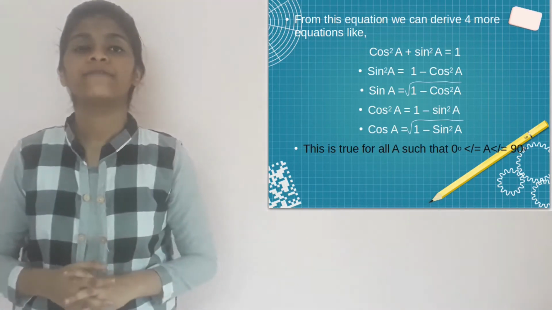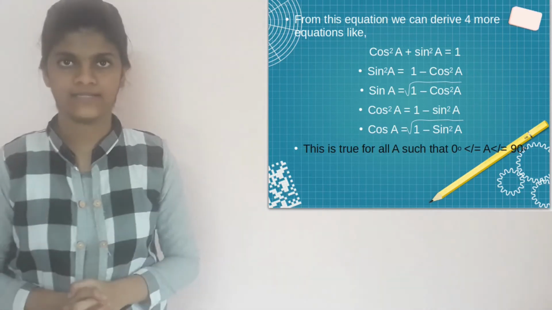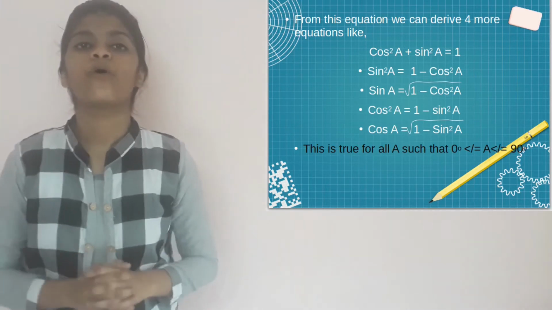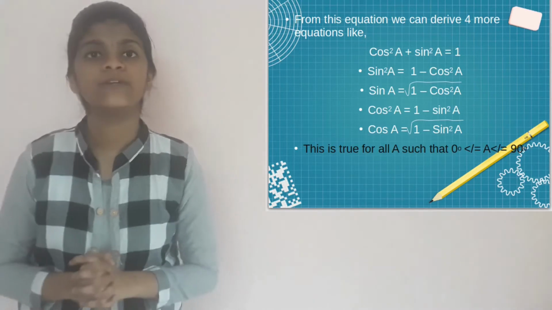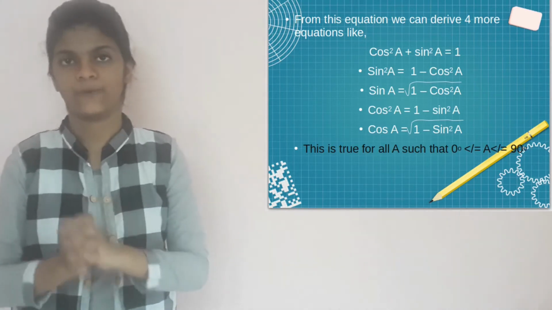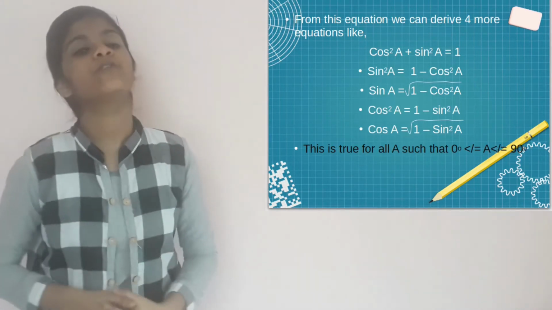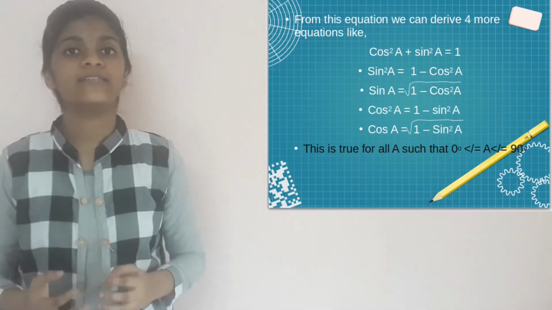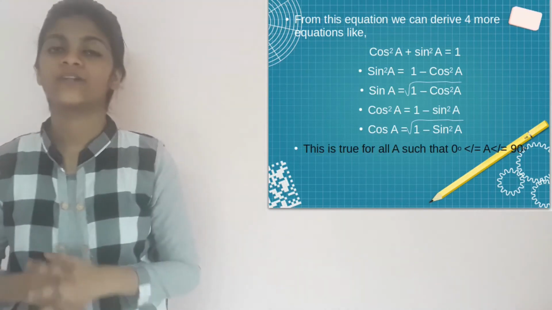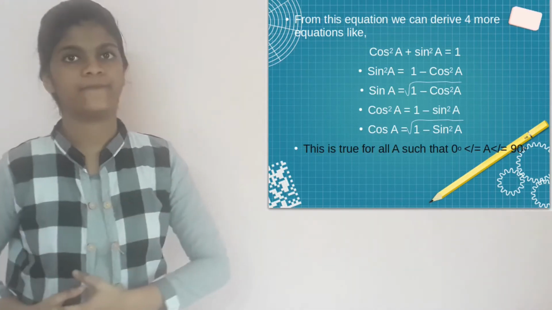And the key point with this set of identities is that it is true for all values of A such that 0 degree is less than or equal to A, less than or equal to 90 degree. That is, the value of A should be greater than or equal to 0 degree, and it should be less than or equal to 90 degree.